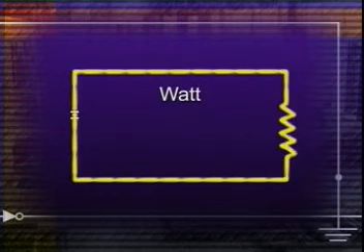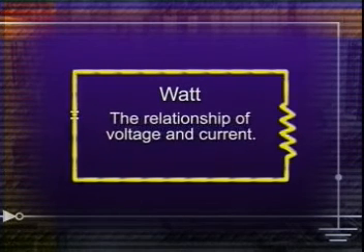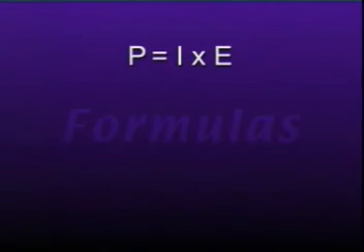Another term used in the electrical circuit is the watt. The watt is the relationship of voltage and current. It is a unit of power or work that can be done with a circuit and uses the symbol P for power in electrical equations. A watt is equal to current times the voltage in a circuit.